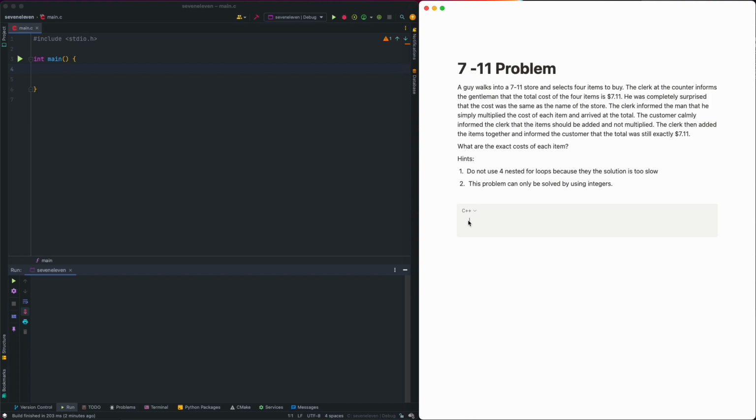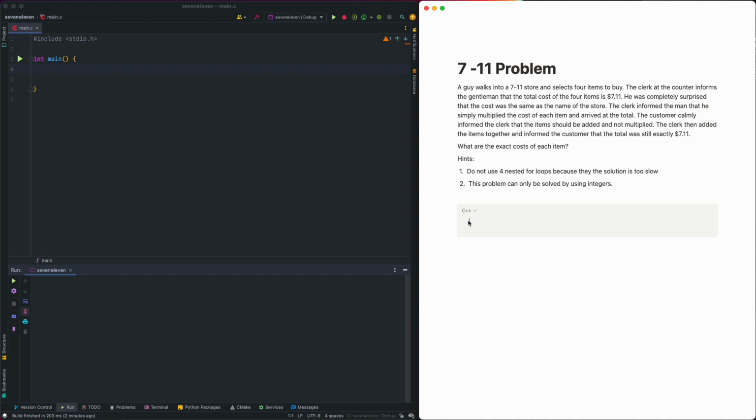The clerk informed the man that he simply multiplied the cost of each item and arrived at the total. The customer calmly informed the clerk that the items should be added and not multiplied. The clerk then added the items together and informed the customer that the total was still exactly $7.11. What are the exact costs of each item?